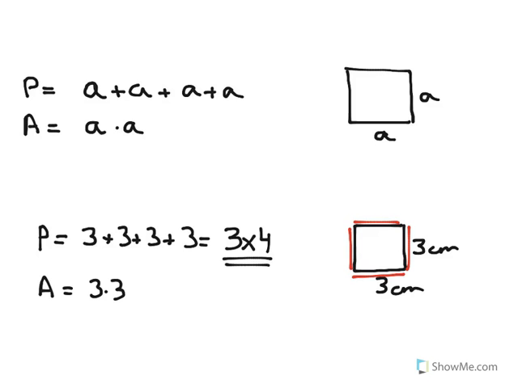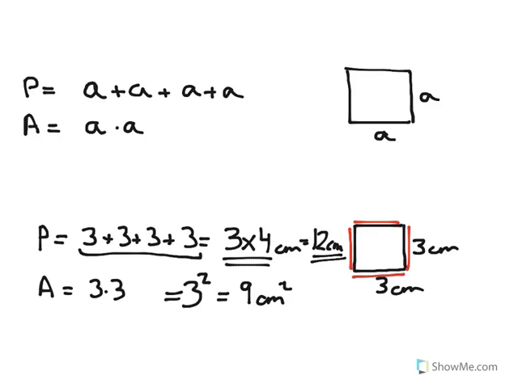So this is the important thing here. We wouldn't actually often add those numbers 4 times. We'd just take the side, 3 centimeters, and we've got 4 of them, so we would multiply by 4. To get the area of the square, we know that we'd have to multiply 3 centimeters by 3 centimeters, which is the same as 3 squared, 3 times 3, which is 9 centimeters squared. So our perimeter for this square would be 12 centimeters and our area would be 9 centimeters squared.